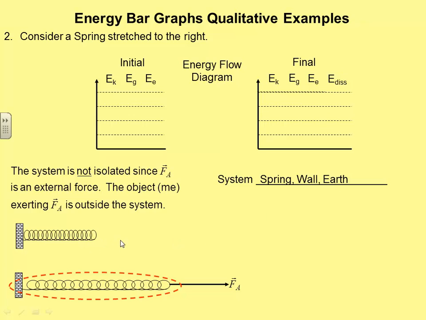So that means initially our pie chart would be a dot. There is no filling. Right? There's no energy. But finally, it would be all elastic potential energy. So nothing initially. I'm going to call it 4 bars of elastic potential energy.